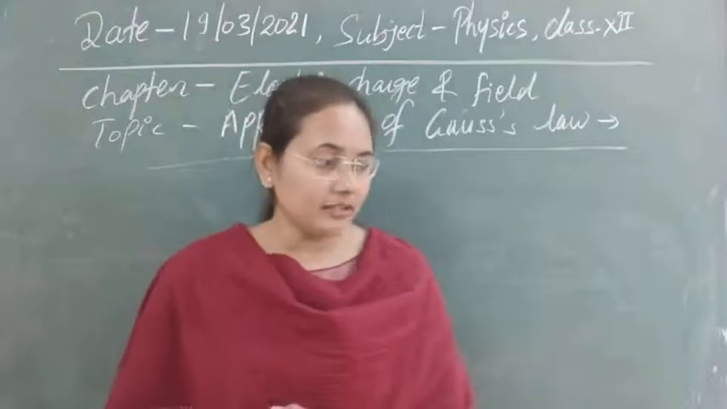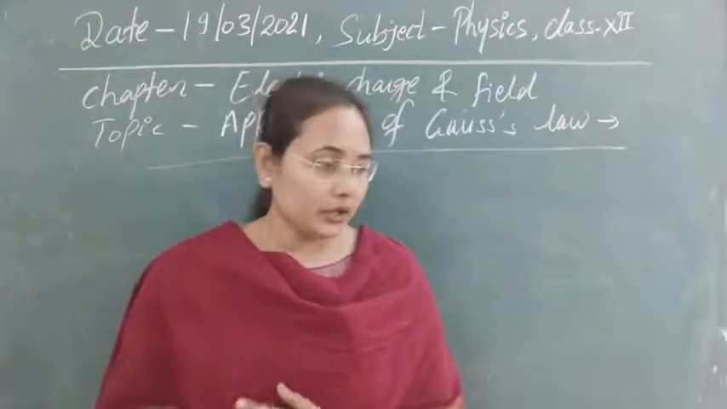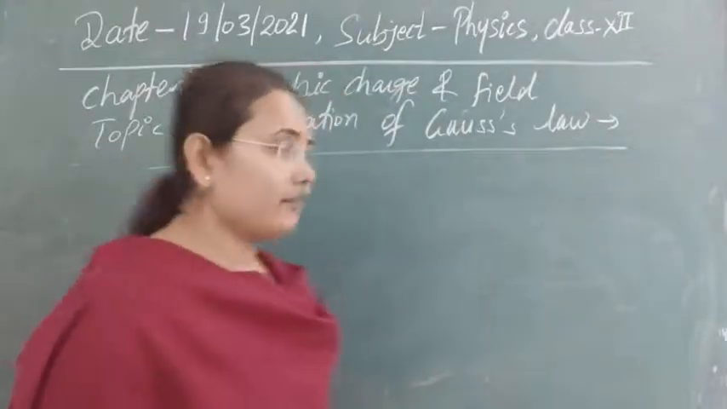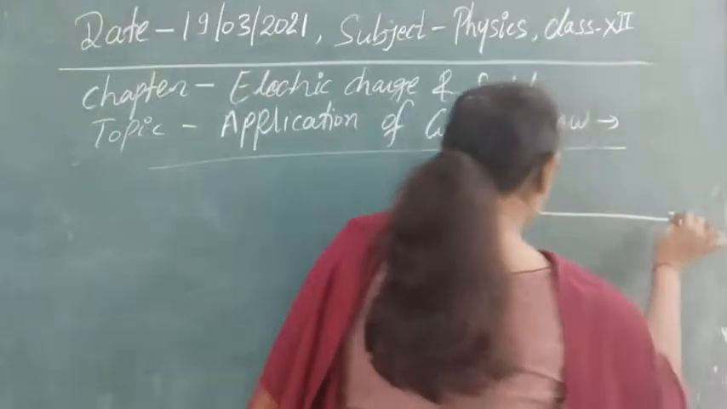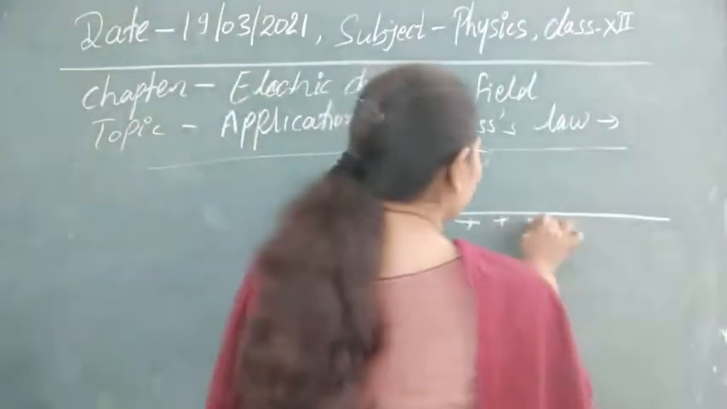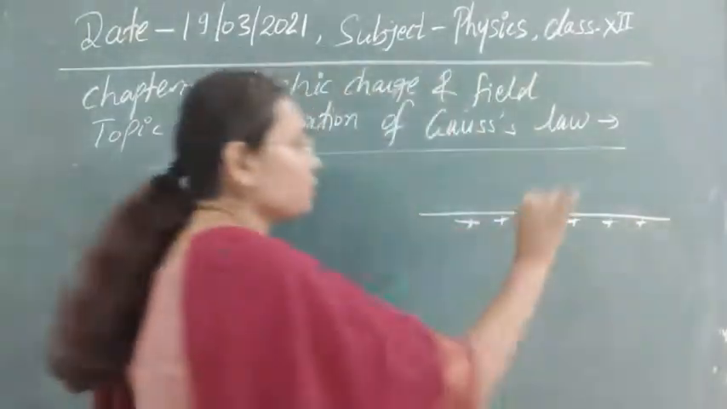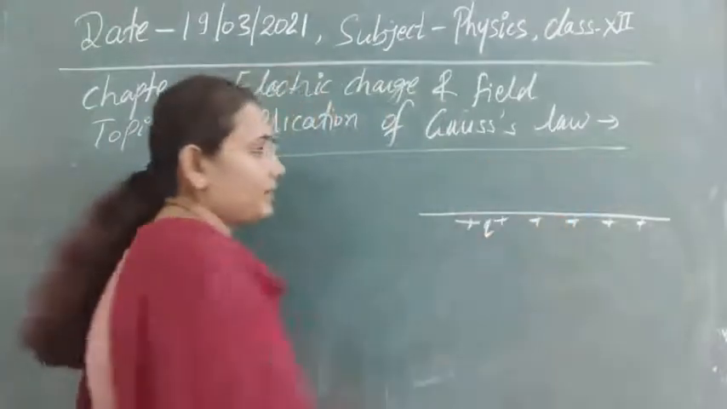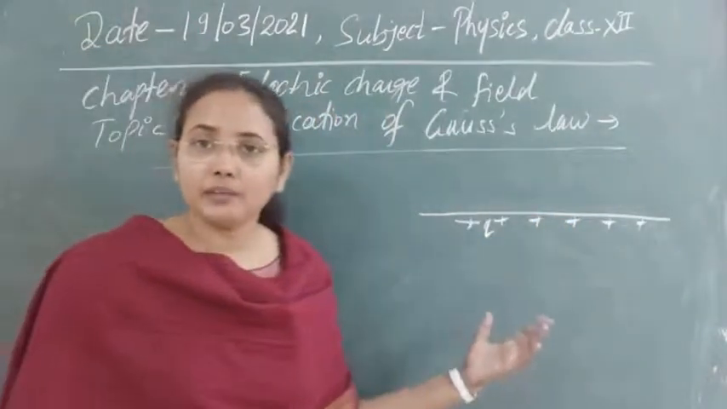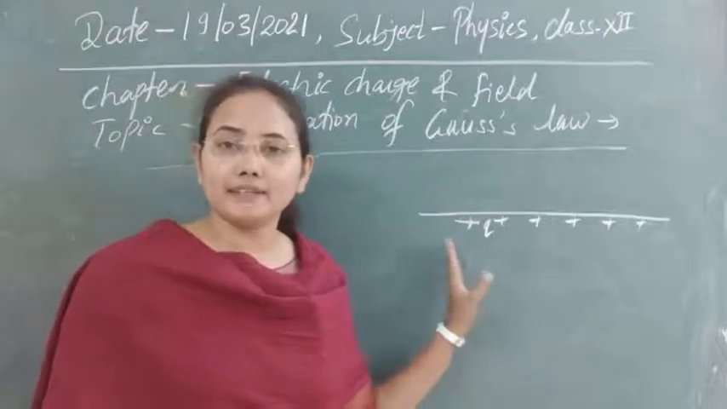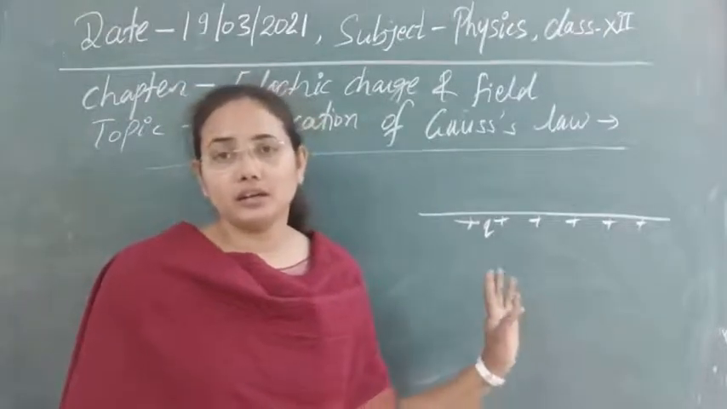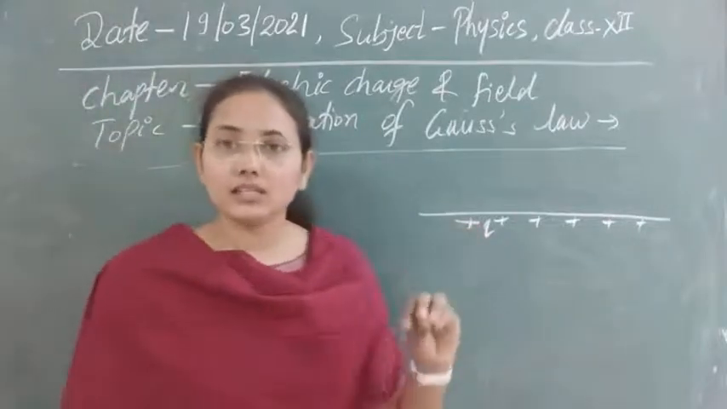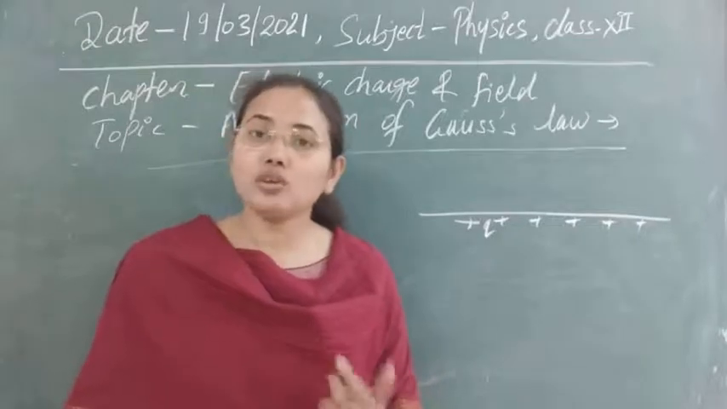The first application we were discussing is the electric field due to an infinitely long straight conducting wire. Suppose we have an infinitely long straight conducting wire on which positive charge Q is spread uniformly over the whole wire. Now how can we apply Gauss's law to calculate the electric field due to this uniformly charged infinitely long conducting wire?